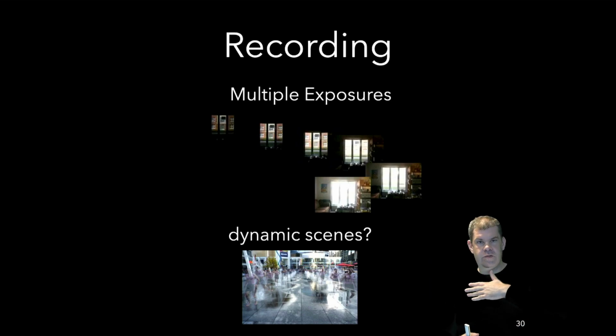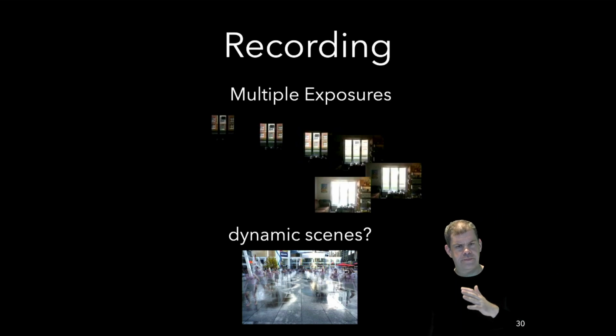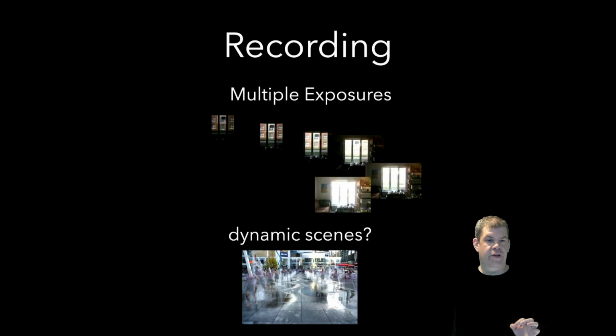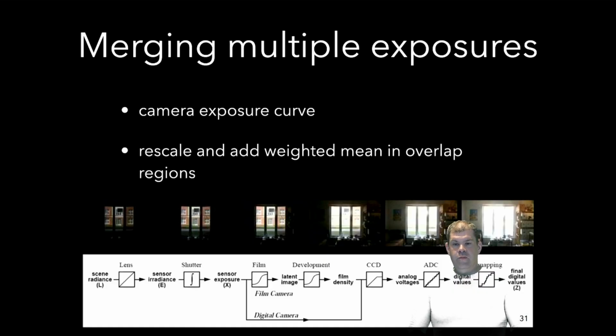If you just want to take a photograph, you can say, well, hold still. If you do a movie, then hold still is not an option. So for that, you can still do multiple exposures, but the difference has to be very small. The longest exposure still has to be a relatively short exposure. But how do you merge this?